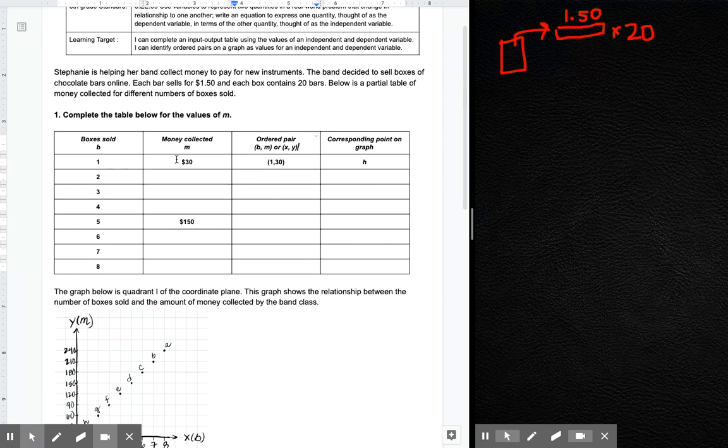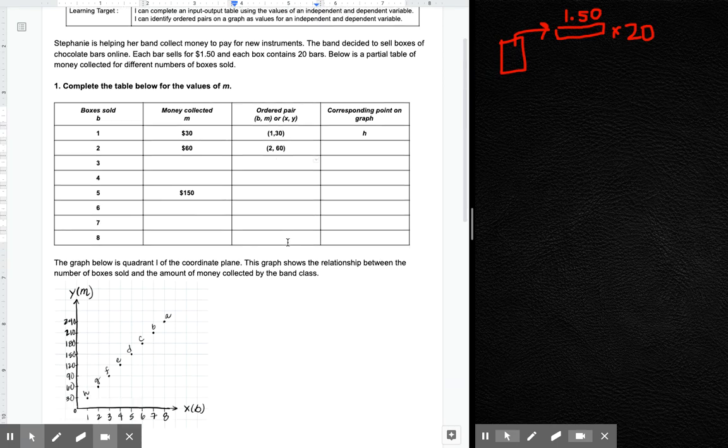So if you're looking at this, it wants you to complete the table for this column right here. So we're just going to focus in on these two columns right here, and it's showing a relationship between 1 and 30. How do you get from 1 to 30? Well, you could multiply 1 times 30 to get $30. So if we continue that same pattern, 2 times 30, then you would get $60. And that would be the values for that. And if you were writing that as an ordered pair, you'd have B coming first would be 2, and then M is the money, which is 60.